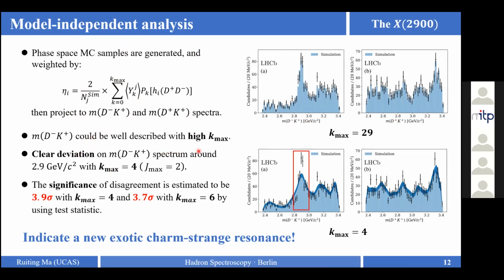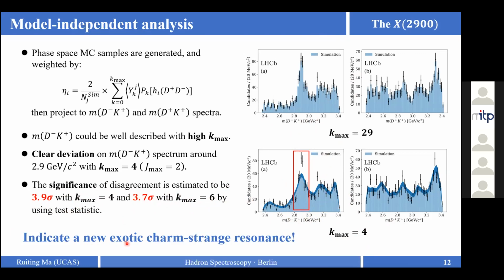With the high order polynomial, here K_max is equal to 29, we can see that the distribution of the D⁻K⁺ mass could be well described. But if we limit K_max to 4, there would be clear deviations on the D⁻K⁺ mass spectrum around 2.9 GeV. The significance of this disagreement is estimated to be 3.9 sigma with K_max equal to 4 and 3.7 sigma with K_max equal to 6, by using the test statistic.